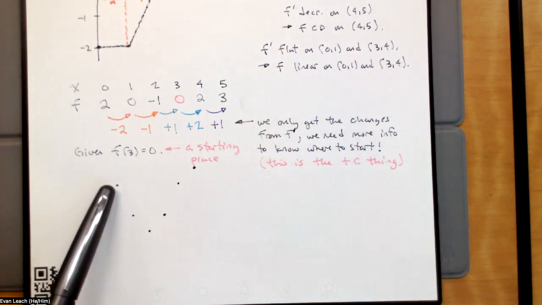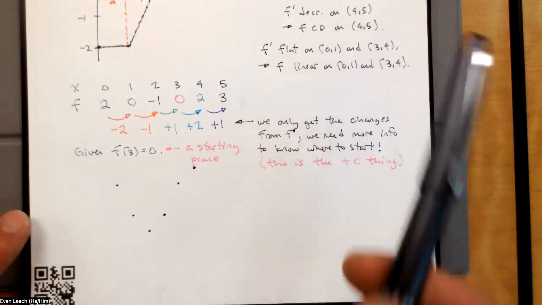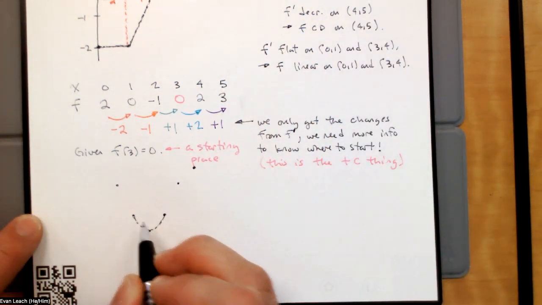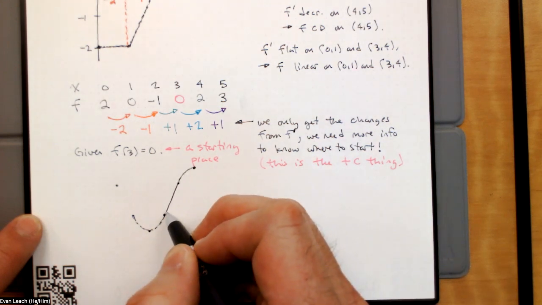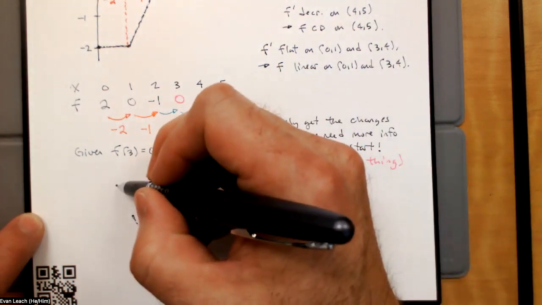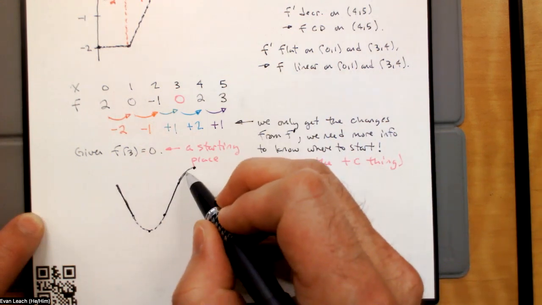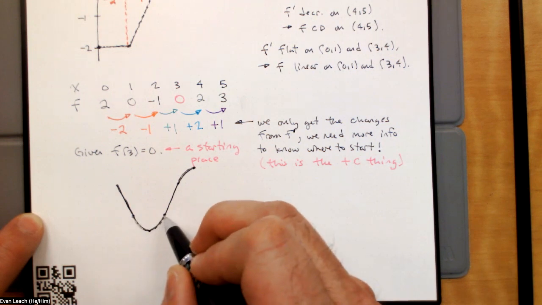Here we see the function decreasing on the interval from 0 to 2 and then increasing thereafter. If we want to include more information, we know that the function was concave up on the interval from 1 to 3, and concave down on the interval from 4 to 5, and then linear in between. So I've got these two line segments. I got a concave down from 4 to 5 and then concave up from 1 to 3.